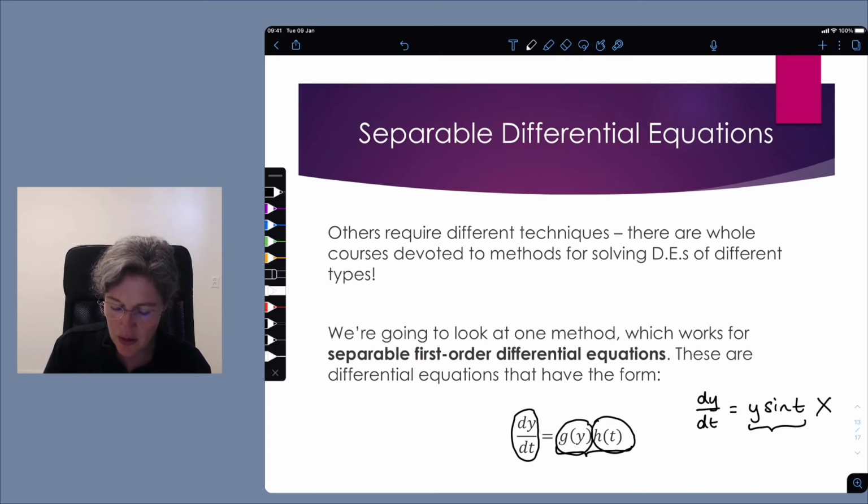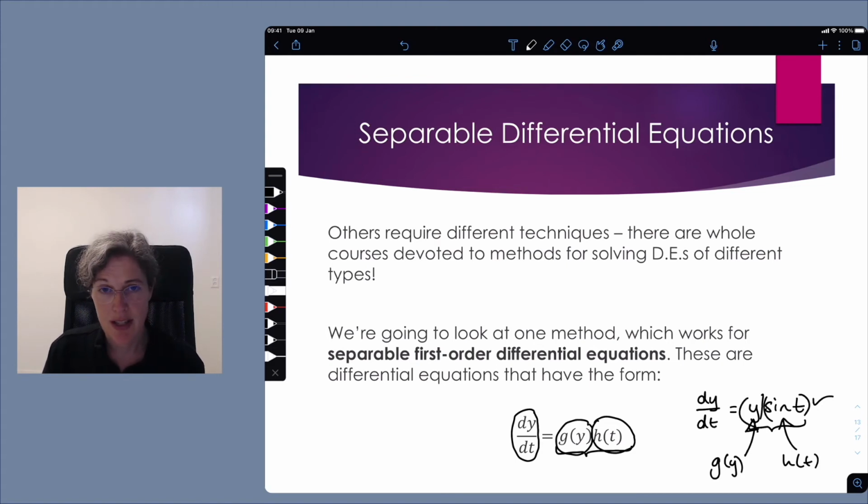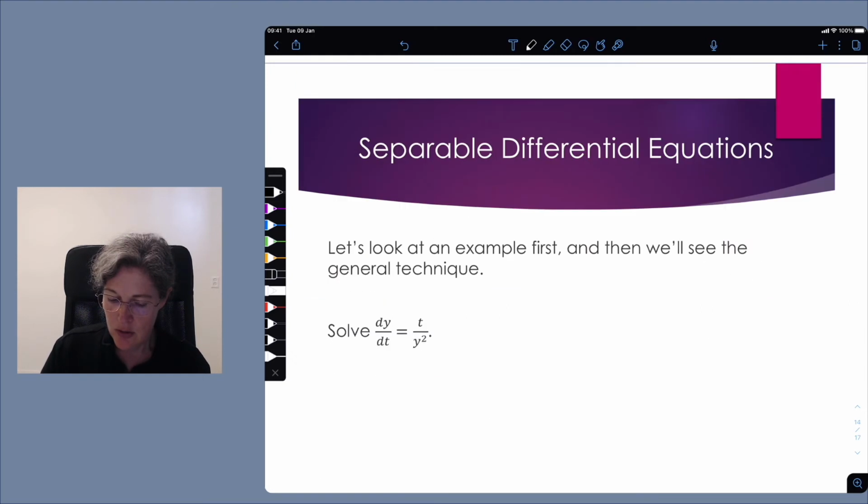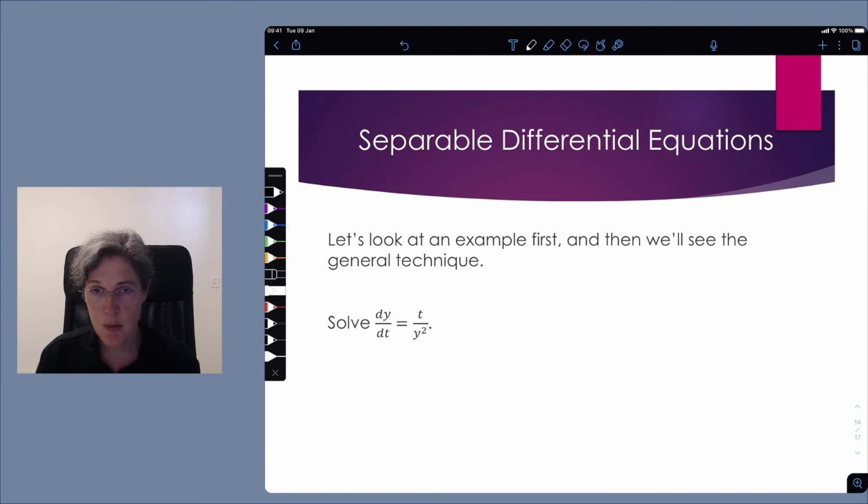So the one I just gave you over here is, oh sorry, yes, it totally is separable. Because there's our function, that would be our g of y, and this would be our h of t. So something like that is separable, but if you had something like dy by dt is equal to y plus sine of t, unfortunately that doesn't count as being separable because there's a plus sign here, not a multiplication.